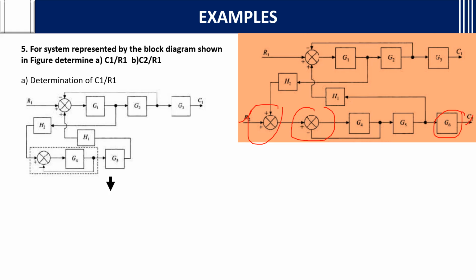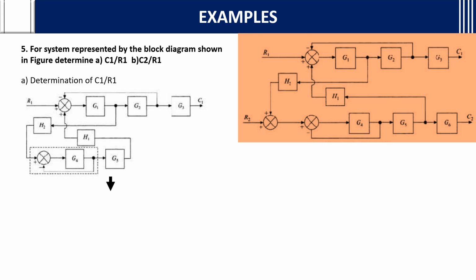Again this will become 0. See, here we are considering R2 as 0, which means this whole thing will be removed. So this H2 will be directly given to this summing point. If you see here, why? Because we want C1 by R1. Understanding? The other, C2 and R2, need to be removed.